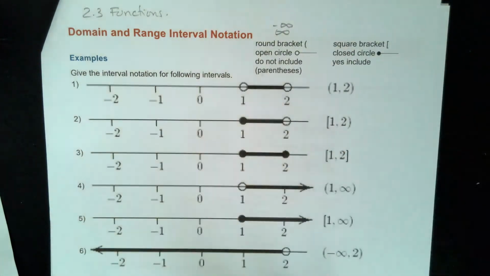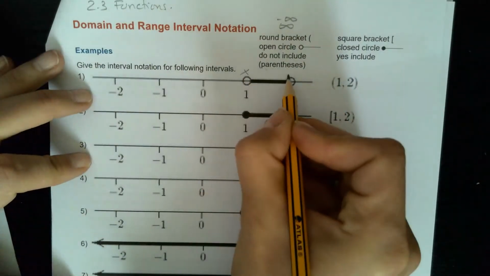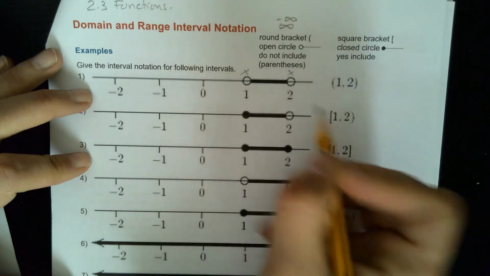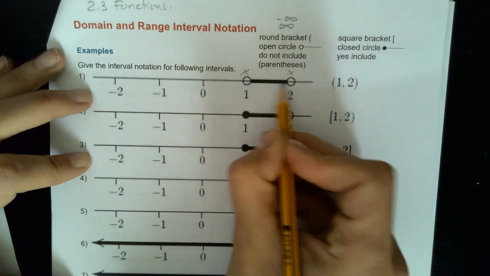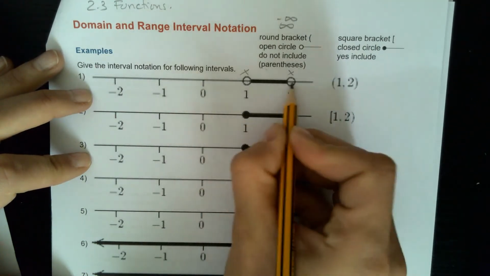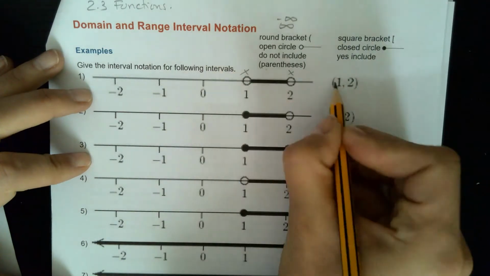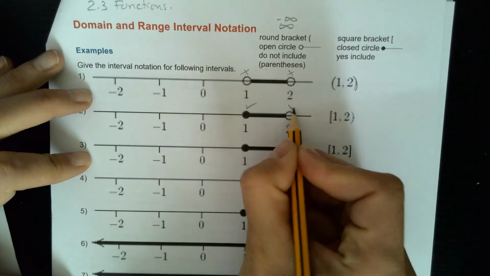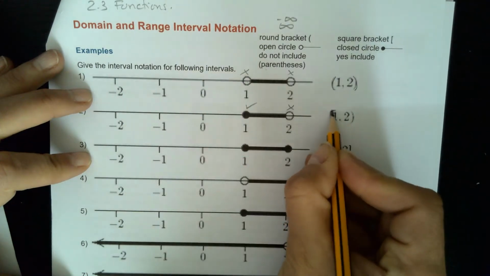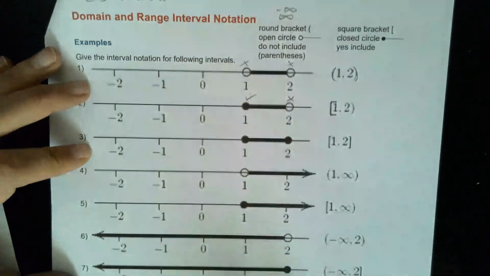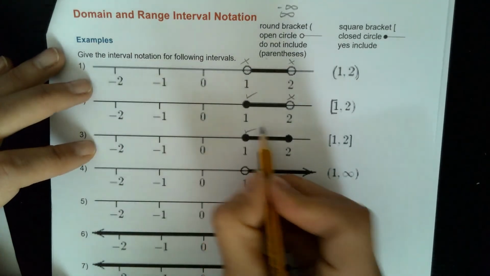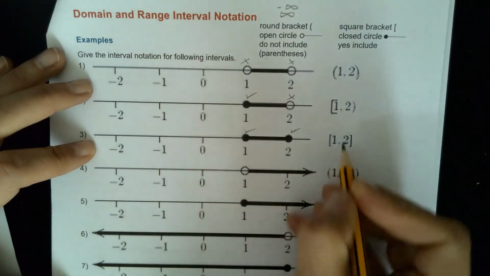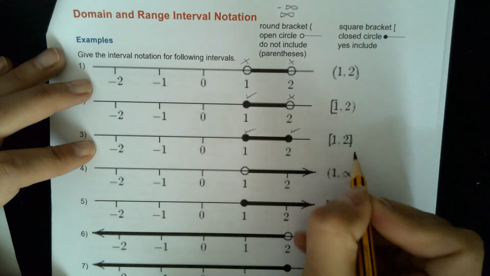Okay, so here this says don't include 1 and 2, but all the answers are between 1 and 2. So bigger than 1 and less than 2, but don't include the endpoints. This one says include the 1, but don't include the 2. So that's why I use a square bracket. This says include both of them, so that's why there's square brackets on both sides.